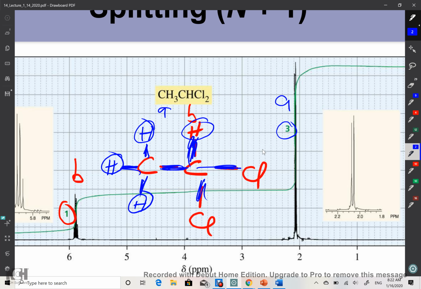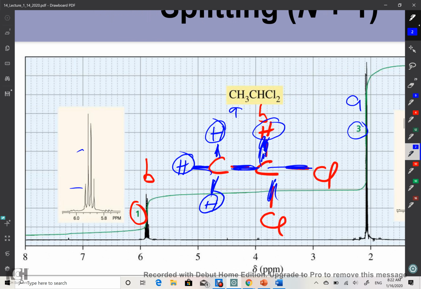So the value of N is 3. And when you do the formula N plus 1, that gives you 4. That's why you will have 4 signals for B. Does that make sense? Yes. So the 1 in the N plus 1 represents the hydrogen on the adjacent carbon. That's what I said. Okay.